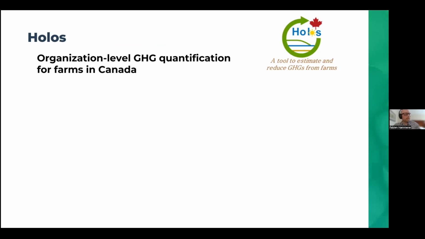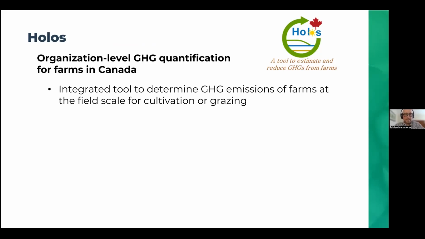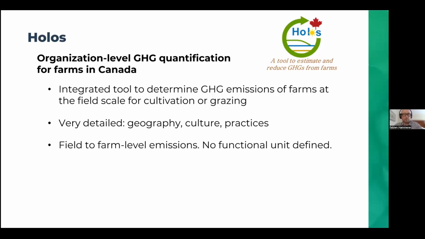Finally, you might have come across this tool called Holos, which is a Canadian-specific tool for GHG quantification for farms in Canada at the field or organization level. It's extremely practical because it's a fully integrated tool to determine GHG emissions of farms, from the field scale, and aggregate it, if necessary, to the farm scale for cultivation or grazing. So anything linked to agriculture. It is very detailed in terms of geography, culture, practices. This is a really advanced software and very practical as well.